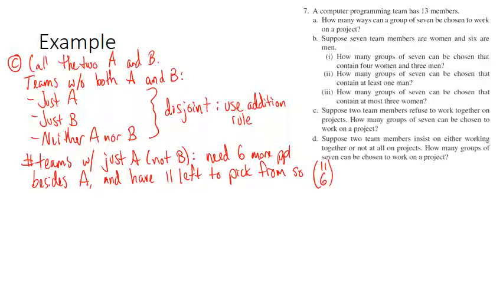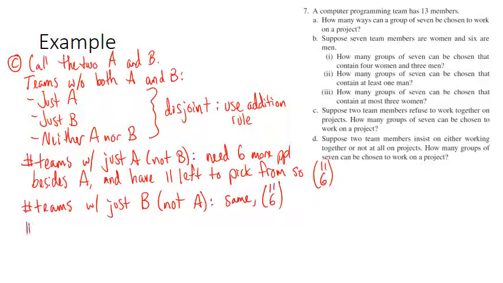So the number of teams then with just B and not A. That should be the same number because A and B are not any different from each other. So that'll be 11 choose 6.